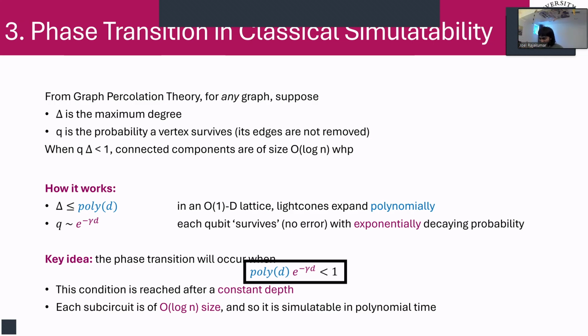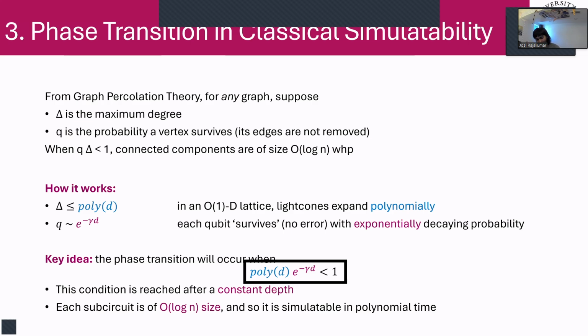But yeah, I just want to highlight this main equation here, because this is getting at the heart of what is happening here, which is that there's this fight between entanglement and noise. And what the precise statement is saying is that your entanglement cannot grow as fast as your noise. So as you increase your depth, you're not able to combat the noise, and eventually you reach classical simulatability.